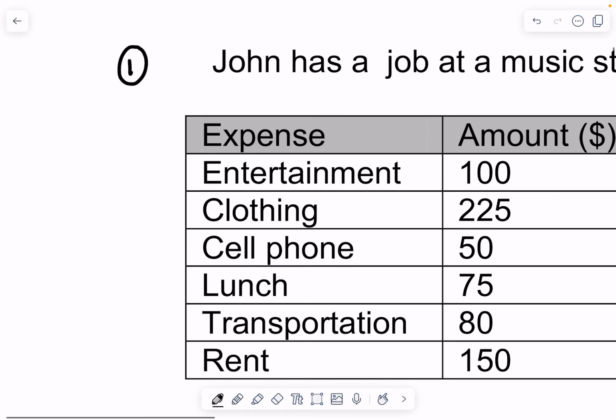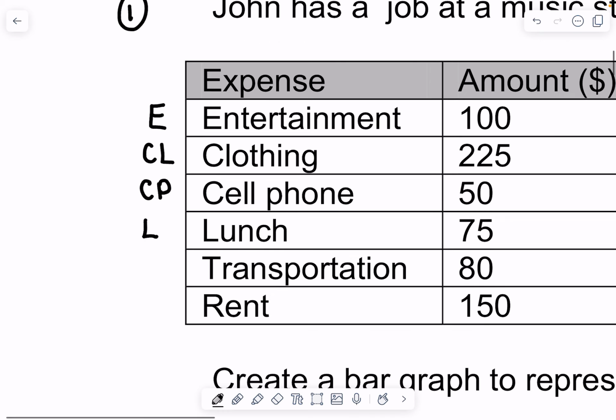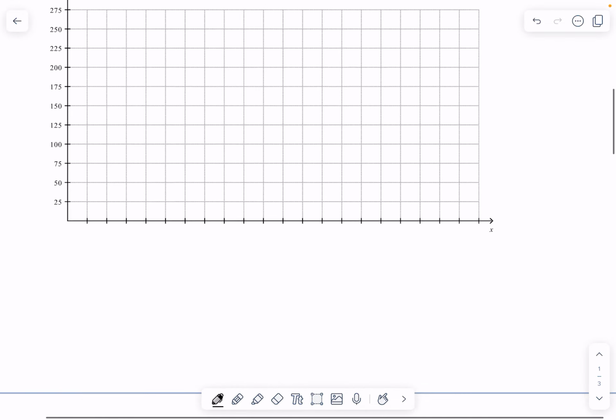What I'm going to do is I'm going to abbreviate it so it's a little bit easier to see. Entertainment will be E. CL will be clothing. CP will be cell phone. Lunch is L. Transportation and rent. So you have 1, 2, 3, 4, 5, 6 categories.